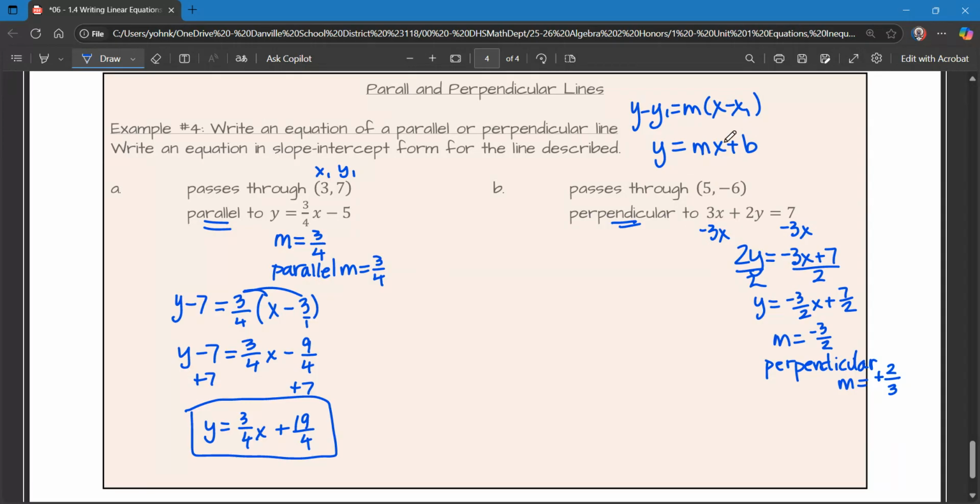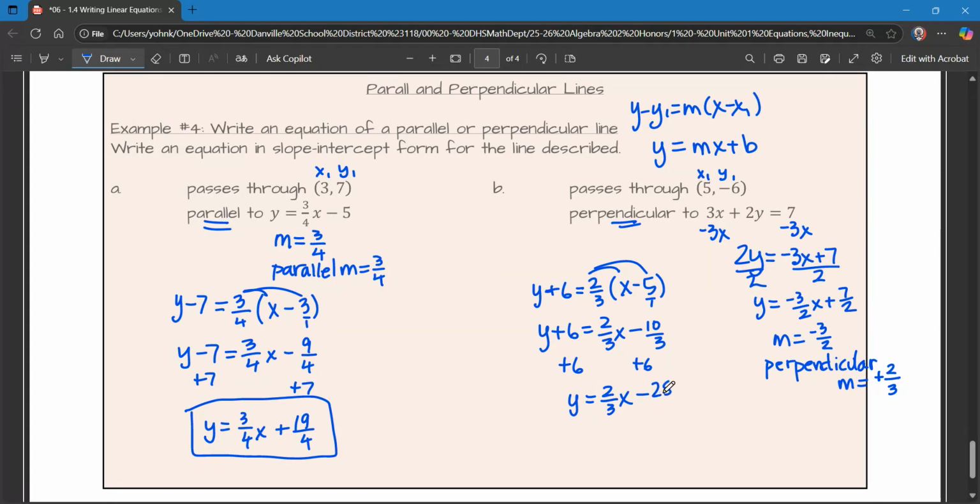Now I can take this information and use the (x1, y1) to write my point-slope form. So y minus a negative 6, so y plus 6, equals my m, 2/3, times x minus x1, which is 5. Distribute the 2/3, y plus 6 equals 2/3 x minus, if you think of this as over 1, you get 10/3. Add 6 to both sides. y equals 2/3 x minus 28/3. Notice the slope of this line is positive 2/3, and the slope of the original line is negative 3/2, opposite reciprocals.